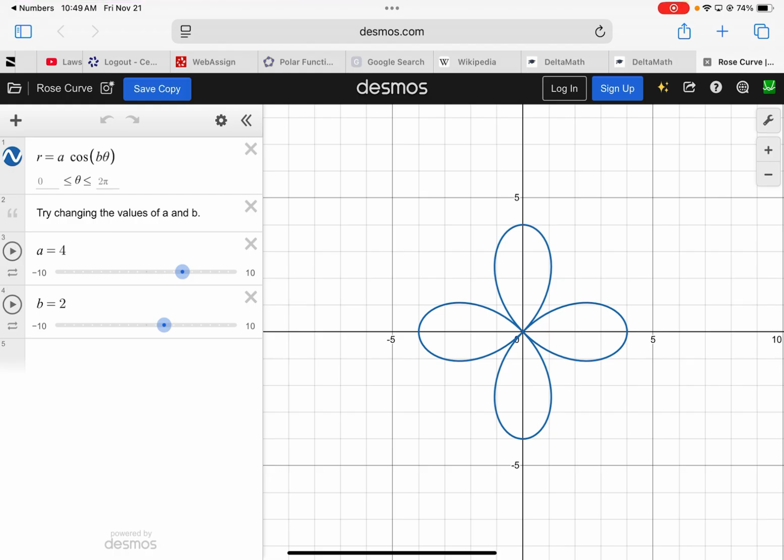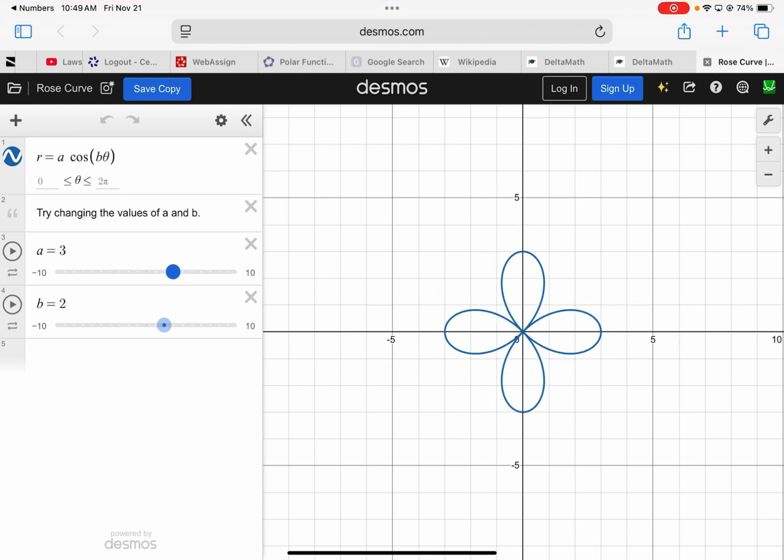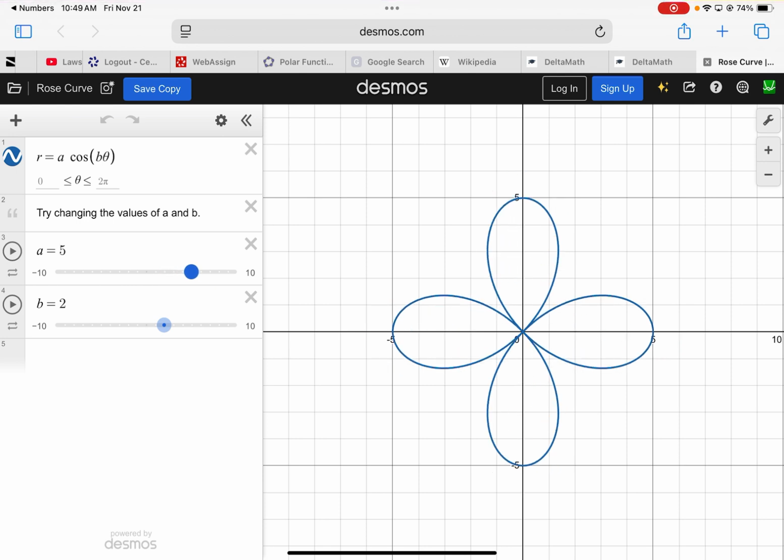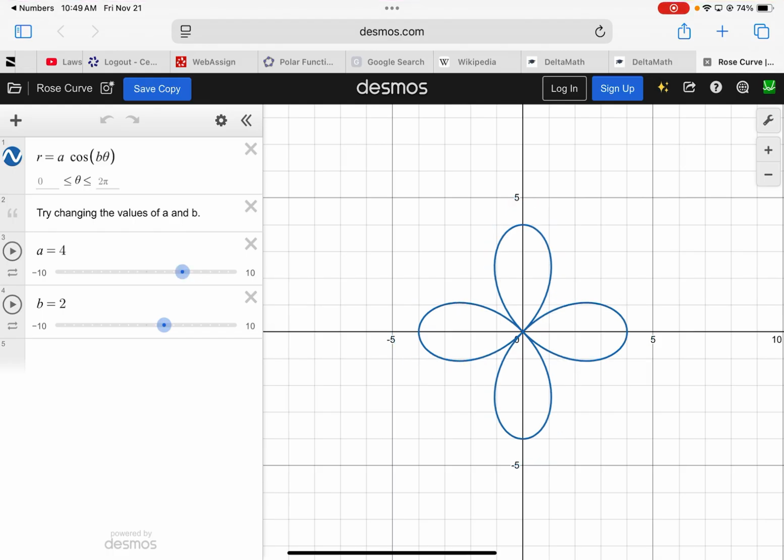Okay, so I have in box 1, r is a times cosine b theta, and I've got some sliders that I can use to adjust the values of a and b. All right, so let's start with the a value and see how that affects my graph here. So a is just responsible for how long each of the petals of the flower is. Okay, so currently I have A at 4. Notice the distance from the pole out to these furthest points on each petal is 4 units.